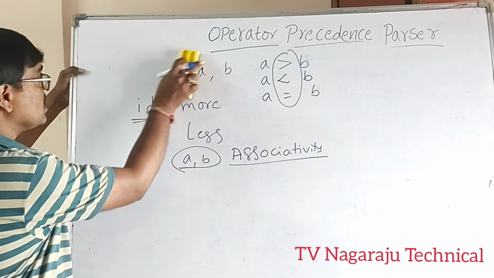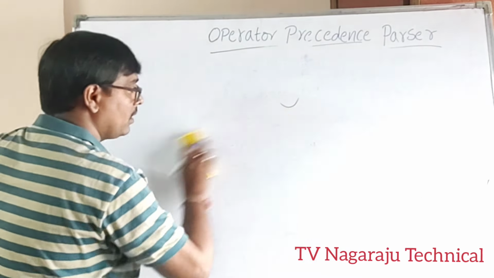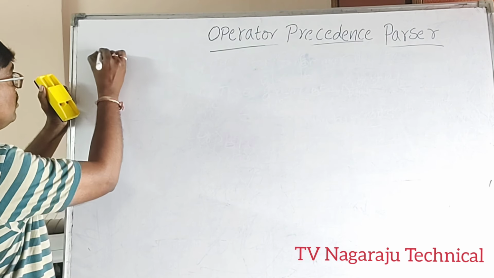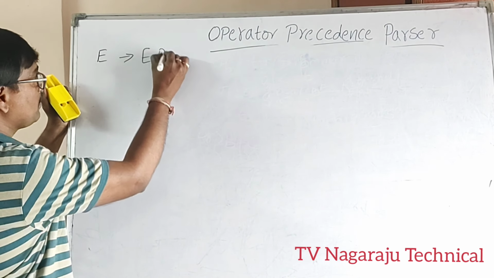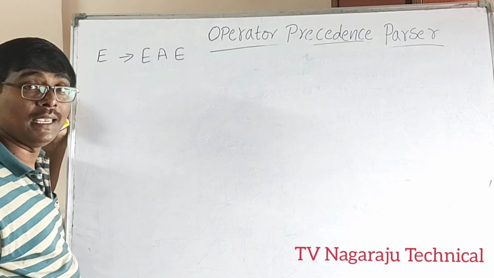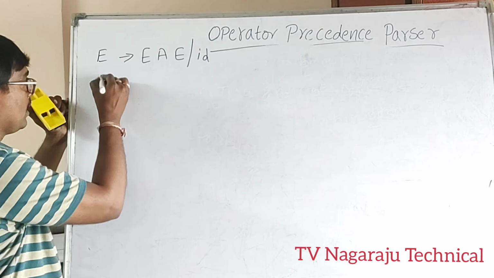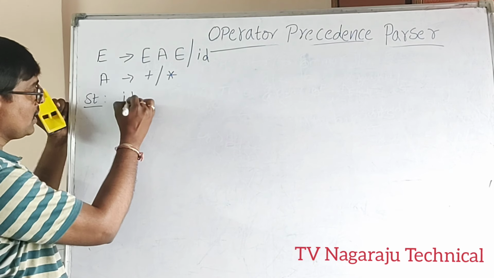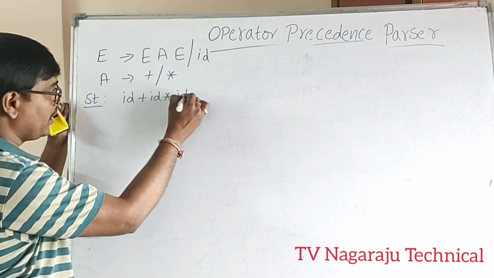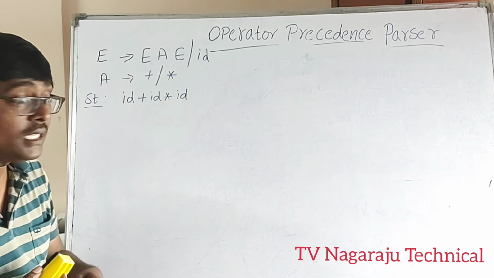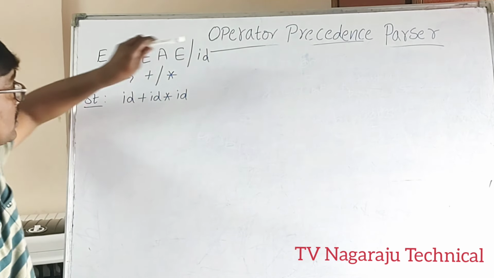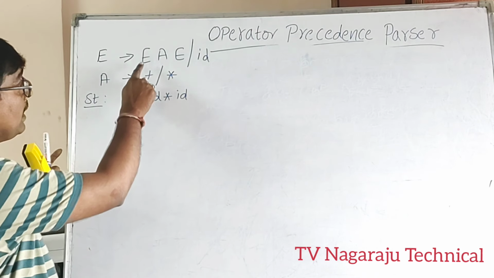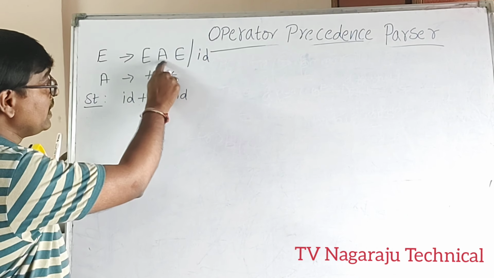Now I will explain this by considering one example grammar, and on that grammar we perform shift reduce parsing. Assume my example is E tends to EAE or identifier, and A tends to the symbols plus or star. My input string is ID plus ID into ID. Now the question is: perform operator precedence parsing on this grammar. First, you need to check whether this grammar is an operator grammar or not. No. Why? E, two adjacent non-terminals.